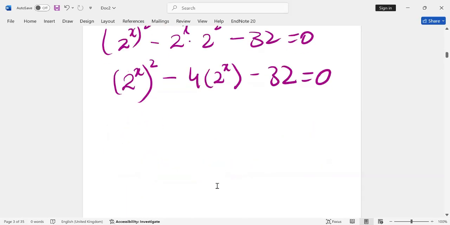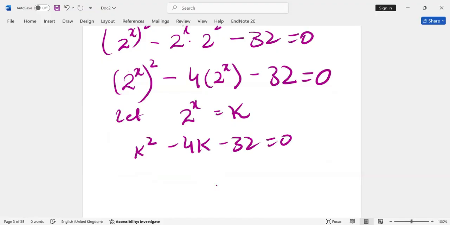So let us say that 2^x equals k. So we have k squared minus 4k minus 32. Now you can easily solve this question. We have k squared plus 4k minus 8k minus 32 equals 0.